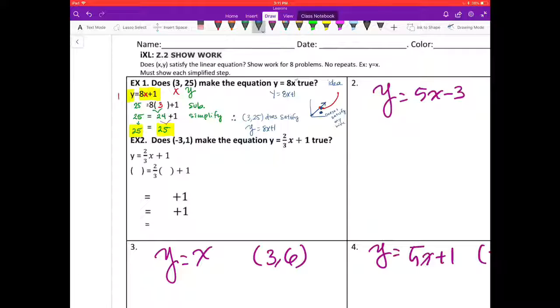All right, next. Caution. Be careful. I can't tell you enough. Now you have a fraction, but it's no big deal, guys. Just because you have a fraction, it doesn't mean it's difficult.